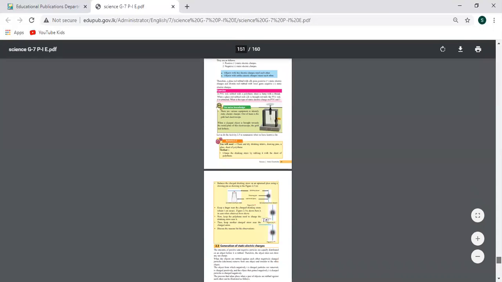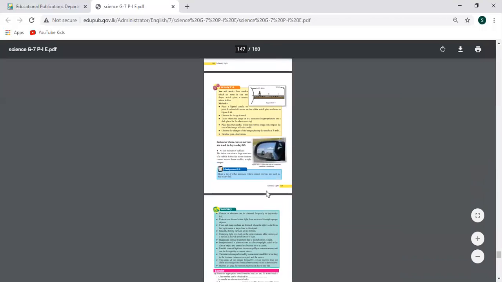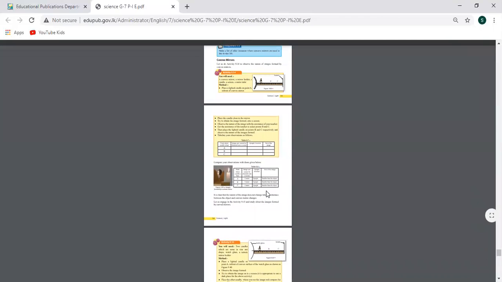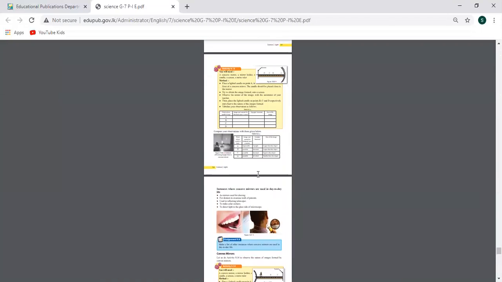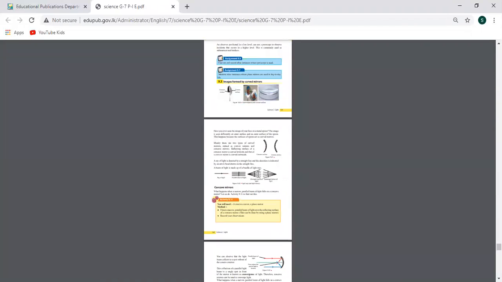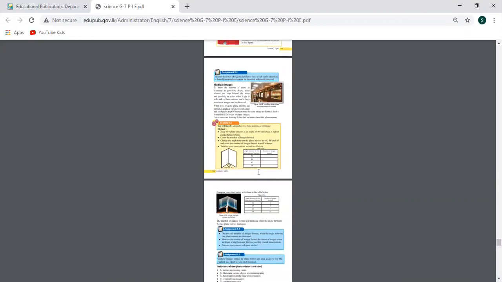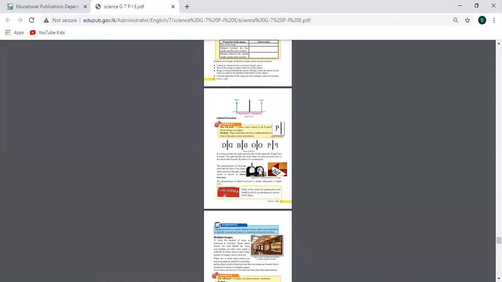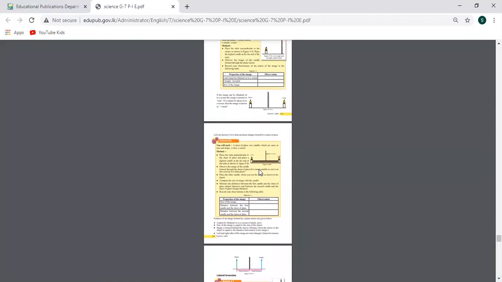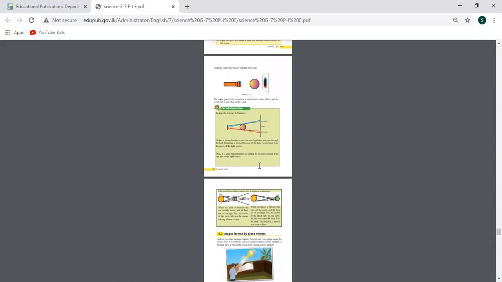This light lesson is also very simple, because I have done a video about this light lesson also, so I will put the link down below in the description. If you didn't watch it, you can watch it also.